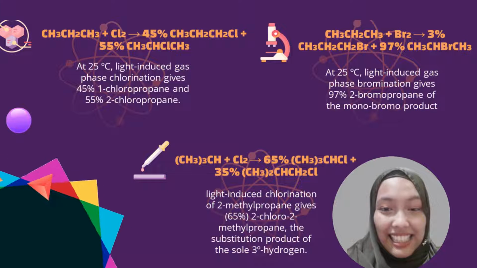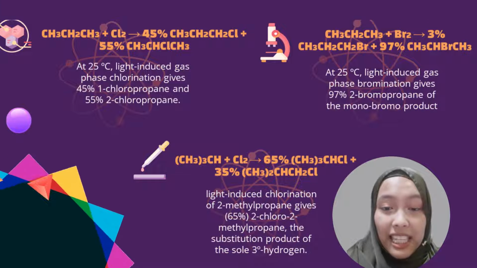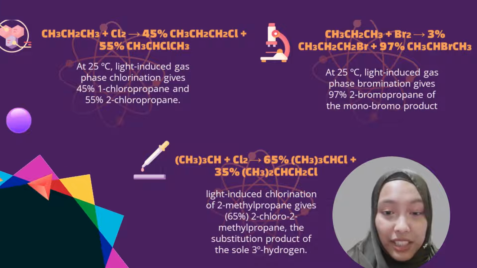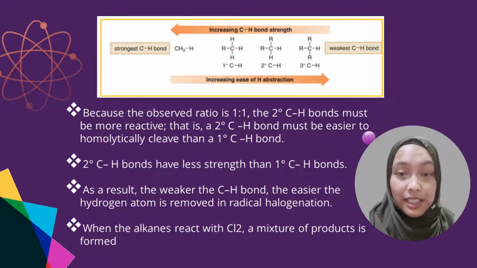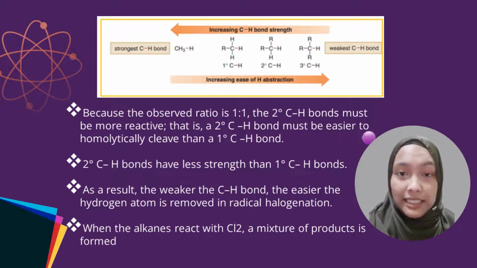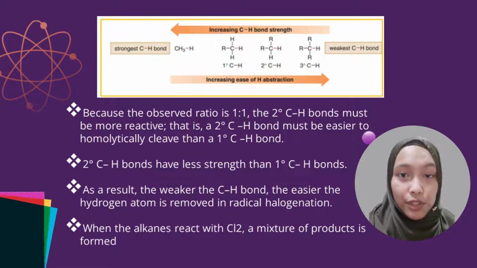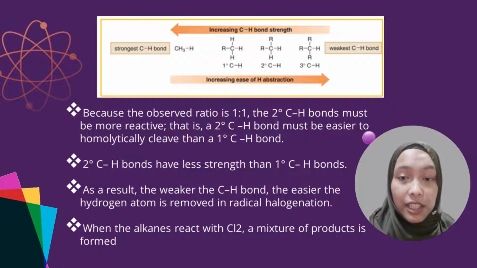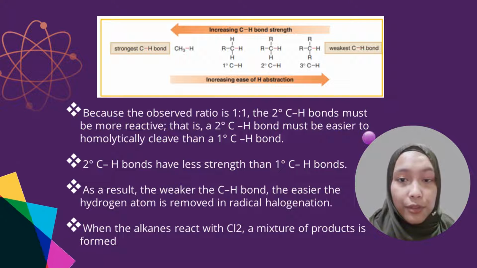The last equation is light-induced chlorination of 2-methylpropane, which gives 65% 2-chloro-2-methylpropane, the substitution product of the sole tertiary hydrogen. Because the observed ratio is 1:1, the secondary CH bond must be more reactive, since it is easier to homolytically cleave than the primary CH bond. As a result, the weaker the CH bond, the easier the hydrogen atom is removed in radical halogenation. When the alkane reacts with chlorine, a mixture of products is formed.